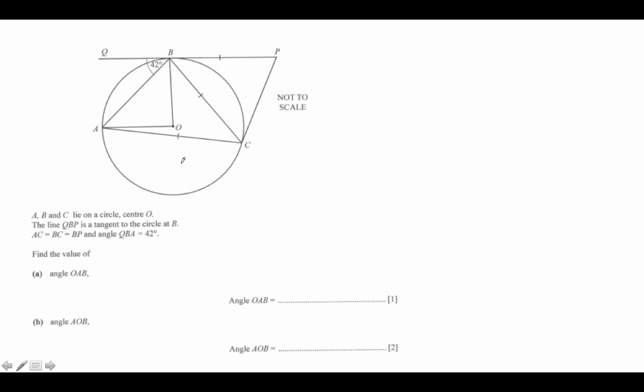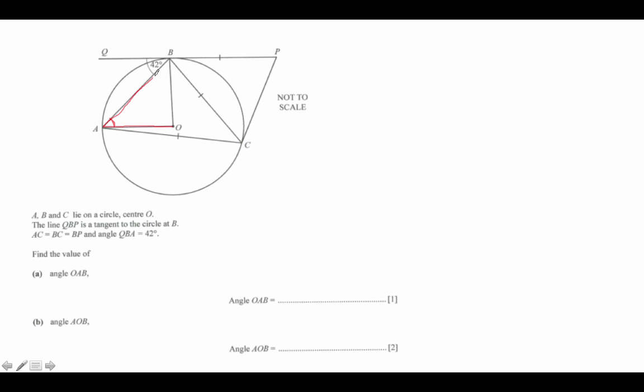Again, this question is a circle theorems question. We're first told, well, let's just go straight to part A. We'll see if we need to go back and read any more of this. Find the angle OAB. So OAB would be this angle here. So we're trying to find this angle here.